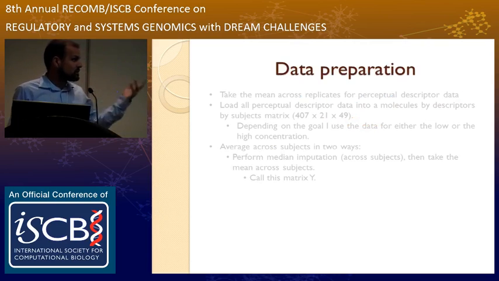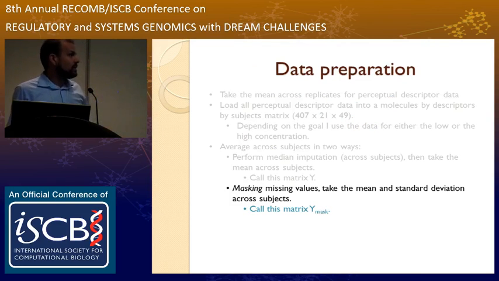Another variant, in terms of being able to predict the mean and the standard deviation: instead of doing median imputation and taking the mean, you can also mask the missing values. So instead of imputing the median for how woody it might have smelled had they been able to smell it, you just mask that and take the mean of the remaining values across the other subjects who could smell it. I'm calling that matrix Y mask, and it turns out that whether predicting the mean or the standard deviation, one of Y or Y mask is the better summary to use.